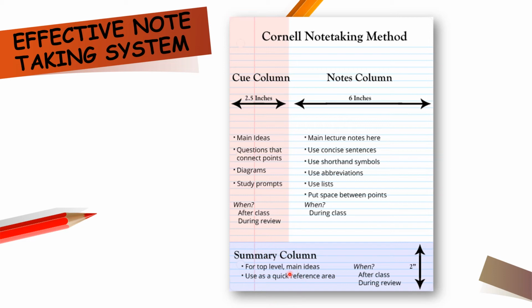And here we have the summary column, for the top level, which is the main idea. So you summarize the main and important ideas, to use as a quick reference. That means when you review the summary, you actually understand the whole topic. You do this after class, during the review.